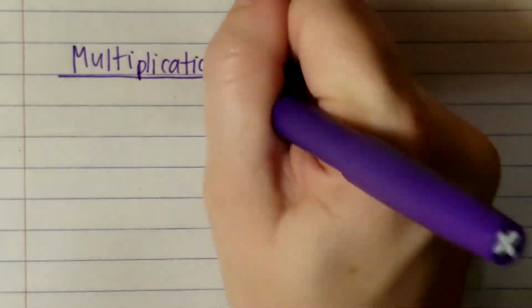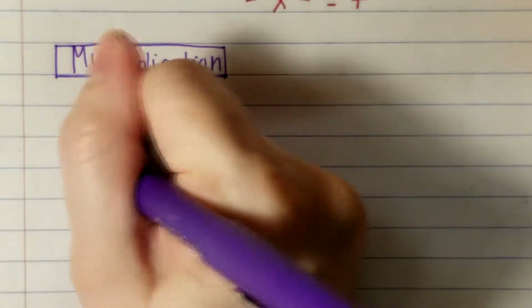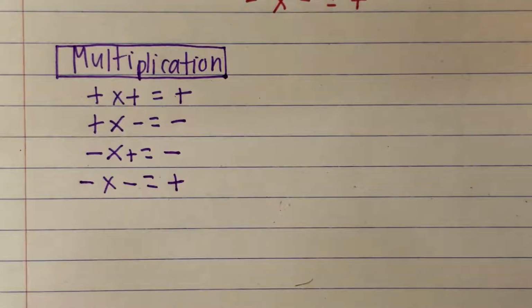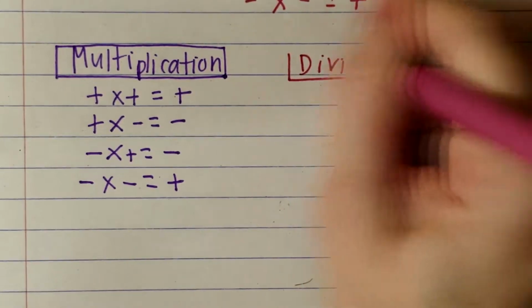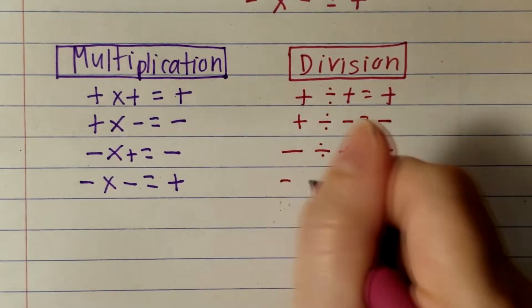Hopefully you noticed that regardless of the sign, you first just multiply like normal, and then remember the rules about the positives and negatives. So a positive times a positive equals positive. A positive times a negative equals negative. A negative times a positive equals a negative. And a negative times a negative equals positive.